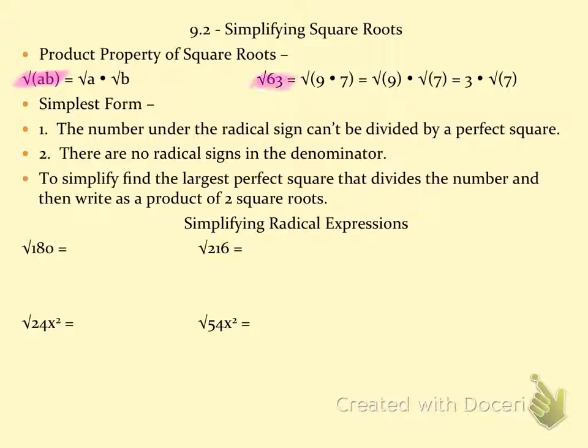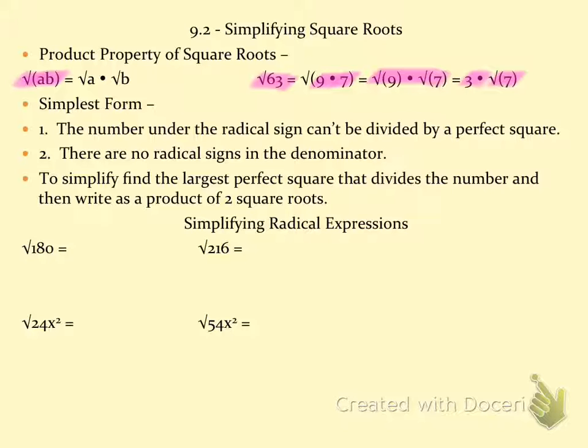Just like in this example, I've got the square root of 63. I can rewrite 63 as 9 times 7. So the square root of 9 times 7, and then I can break each one of those into a separate square root sign. So the square root of 9 times the square root of 7, and since the square root of 9 is a perfect square, I can change that into a 3, and then leave the square root of 7 as the square root of 7. And that's going to be simplest form for this example.